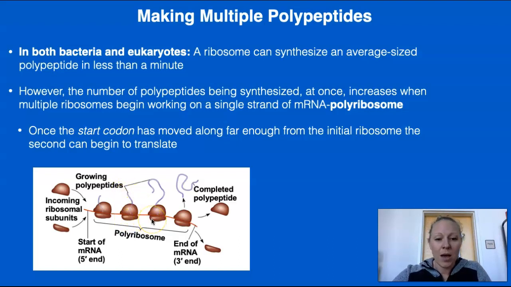And so that is going to, I guess, be working in this direction. So here's going to be your first completed protein. And then it'll work in this direction, and then this one will attach on, and then this one will attach on, and then this one will attach on. And so with multiple ribosomes, we call this a polyribosome.